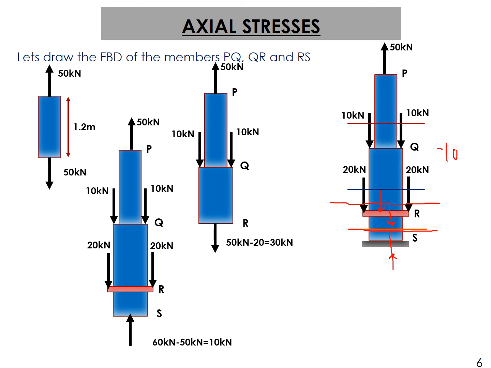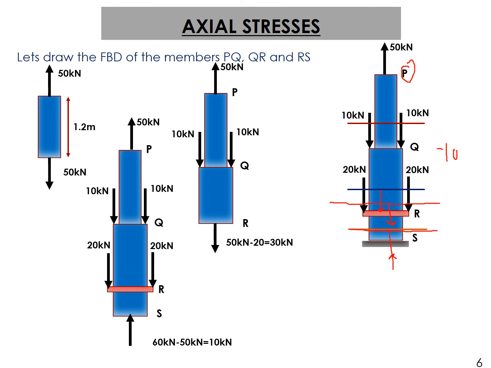Once again, I will repeat. Start from one end. In this case, we have to start from end P. Keep on taking sections in the desired member, and above that section, whatever the loading is, find out the load acting at your section. Similarly, we have taken sections in PQ, then in QR, and then RS.